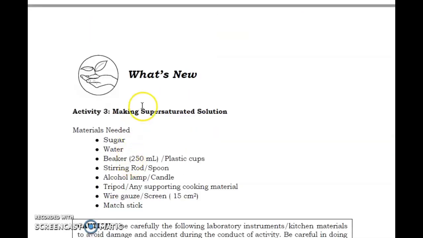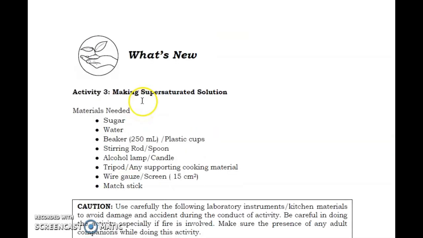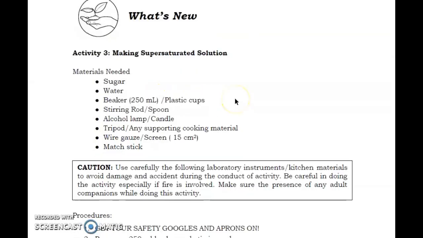Okay, now let's proceed with the What's New. This is another experiment entitled Making Supersaturated Solution. We have the following materials: sugar, water, beaker, which is 250 ml, or plastic cups, stirring rod or spoon, alcohol lamp or candle, tripod or any supporting cooking material, wire gauze or screen, and matchstick.